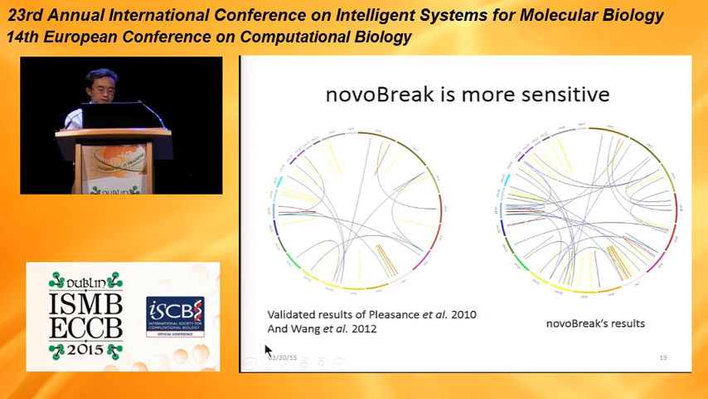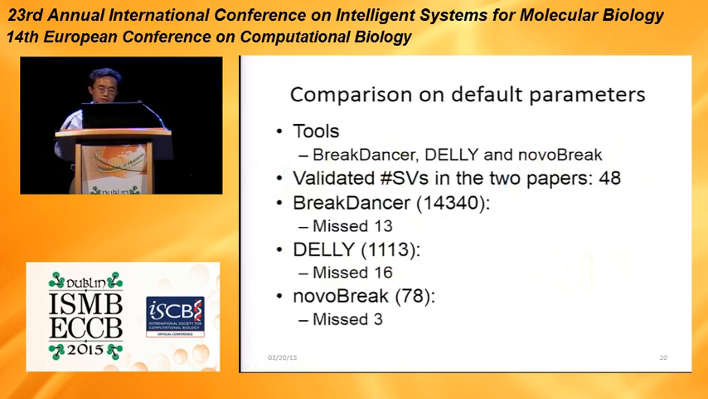So previously, there were two publications that validated structural variation in this genome. They look like this on the left. And novoBreak prediction has a lot more, I think two to three times more breakpoints, and those have already been validated. This basically is not surprising. We know our approach is supposed to be more sensitive.